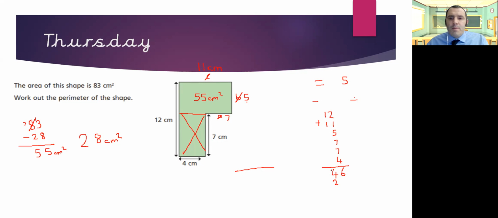But again, we need to be careful. We need to make sure we write down the measurement. So the perimeter of our shape will be 46 centimeters. Now, it would be awful if you did this in a test, you put in all this work and forgot to write down centimeters and you didn't get all the marks that were available. So when you're doing questions like this, always make sure you write down the unit of measurement.